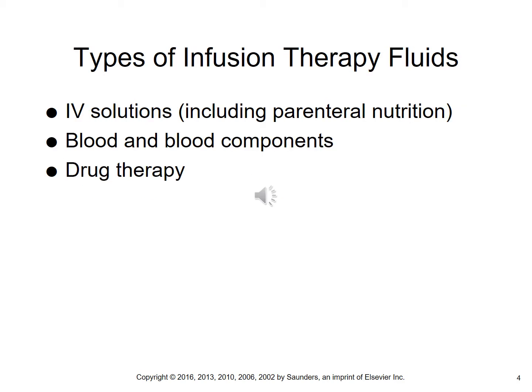So the types of infusion therapies that we utilize are IV solutions, including parenteral nutrition, so including TPN, total parenteral nutrition, blood products and blood components, including like fresh frozen plasma, and then drug therapy if it's a piggyback such as an antibiotic, or it could be an electrolyte such as potassium.